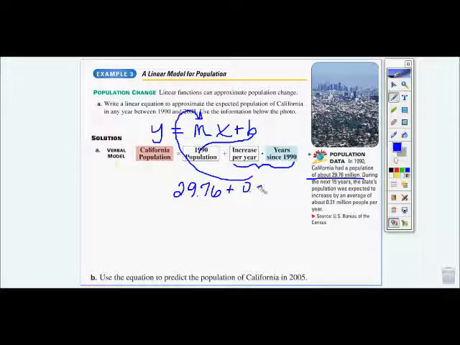So the increase per year is going to be 0.31. And then years since 1990, and they asked us several of them, so we're going to use that as our variable. Now, writing that in slope-intercept form, I would change that slightly.